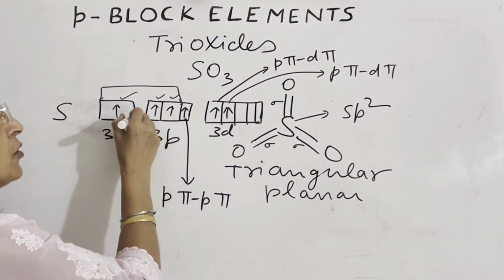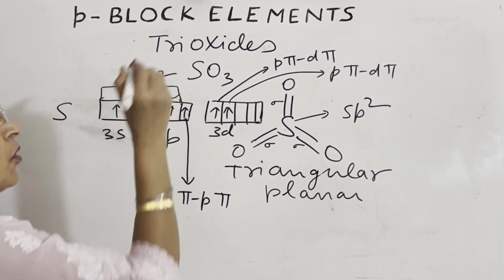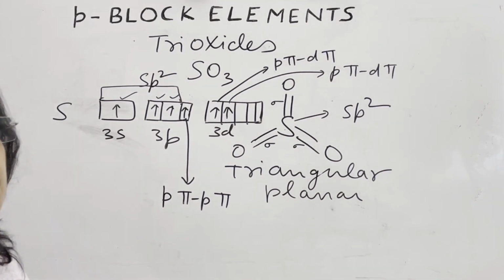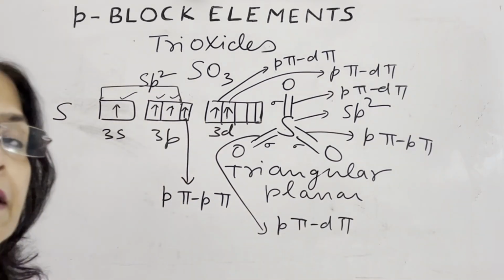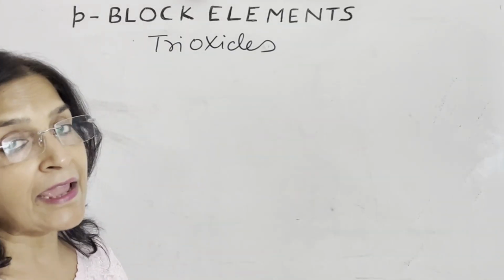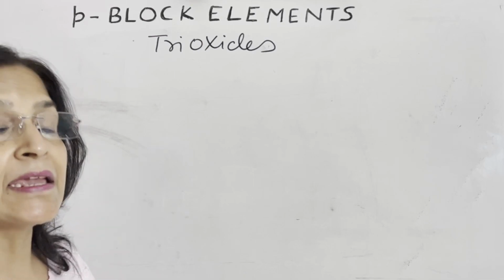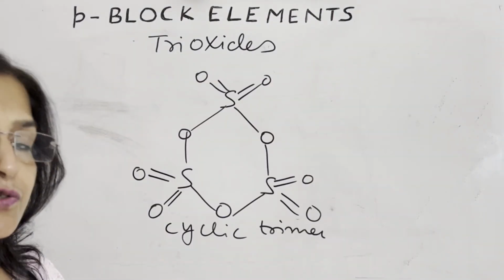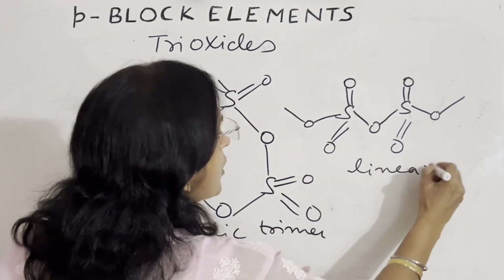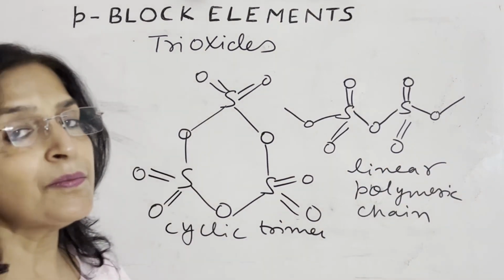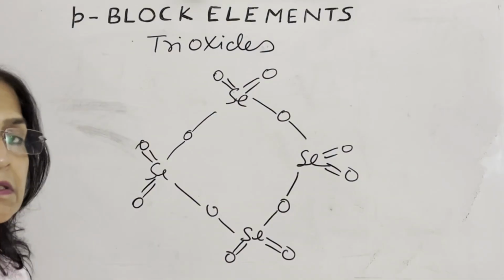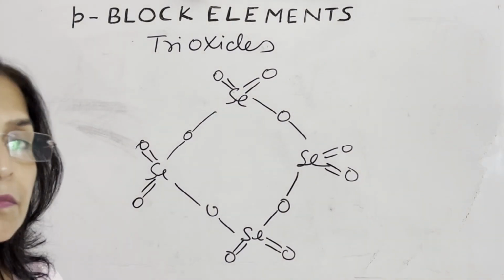And this hybrid sp2 orbital will form 3 sigma bonds with 3 oxygen atoms. But all the 3 bond lengths are same due to resonance. In the solid state, sulfur trioxide exists as a cyclic trimer. Sulfur trioxide also exists as a linear polymeric chain structure. Selenium trioxide exists as a cyclic tetramer solid. This is the cyclic tetramer structure of selenium trioxide.